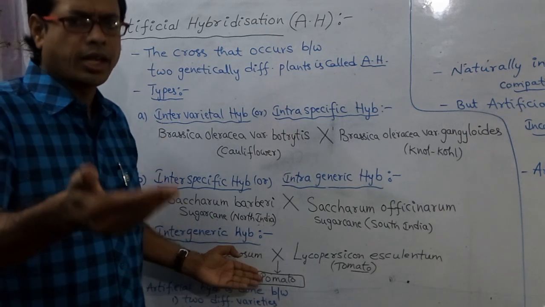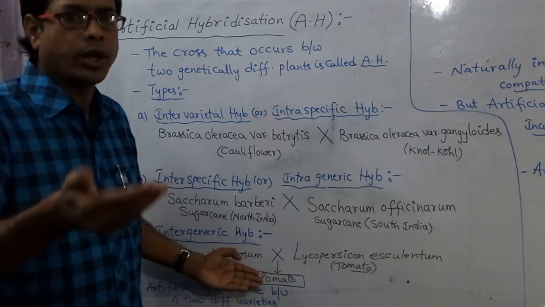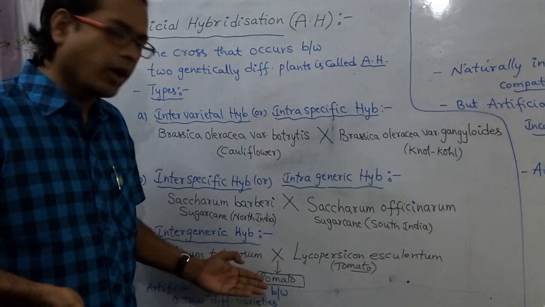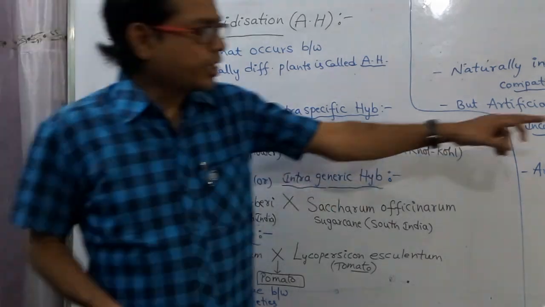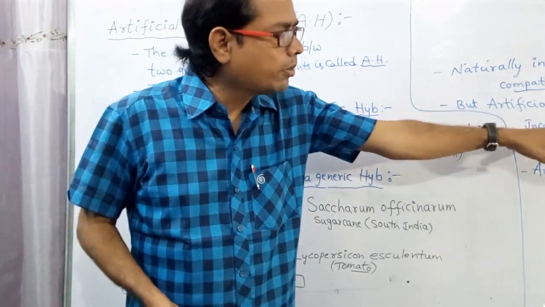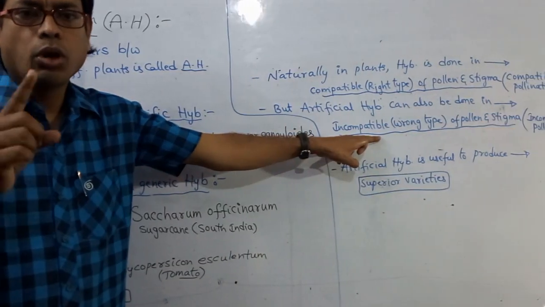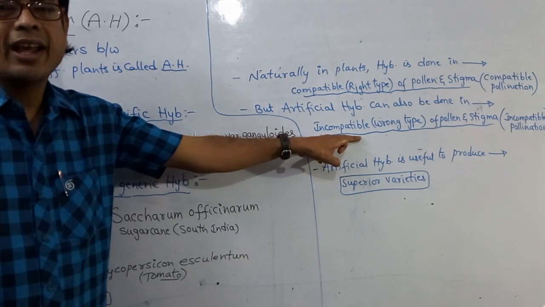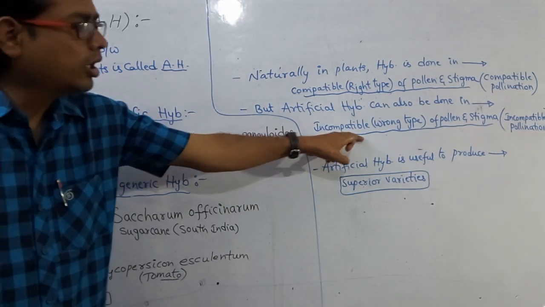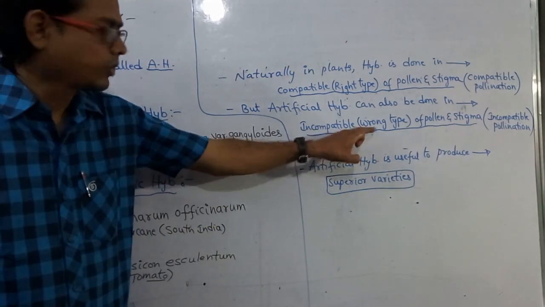This hybridization is possible, but of course it will be called incompatible, because these two plants are different. That's why it is called incompatible pollination. Pollen grains of one plant may fall on the stigma of another plant. That is called incompatible pollination, also called wrong type.